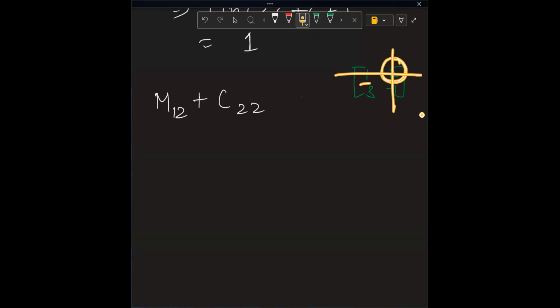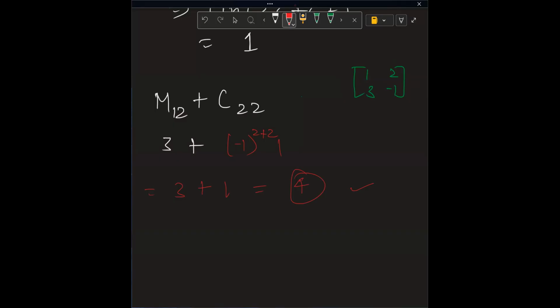So if you want to find the minor, the minor is 3. For C22, you have this minor. You will write C22 as minus 1 power 2 plus 2, and the minor is 1. So this is going to be 3 plus 1, that is going to be 4. So the answer for this question is 4.